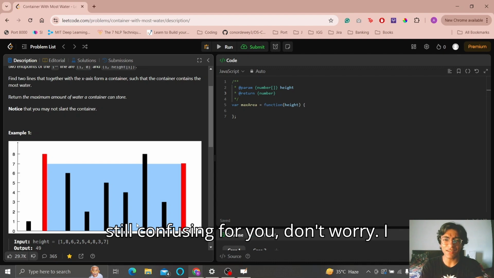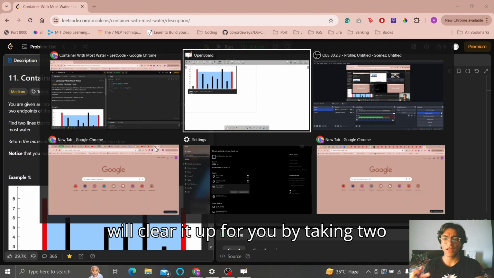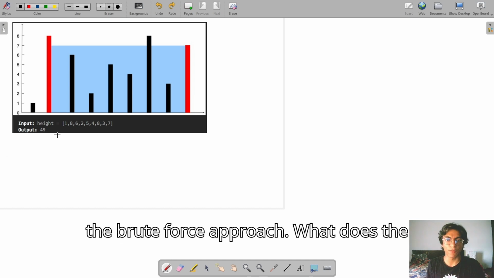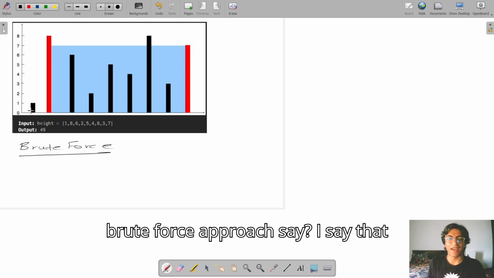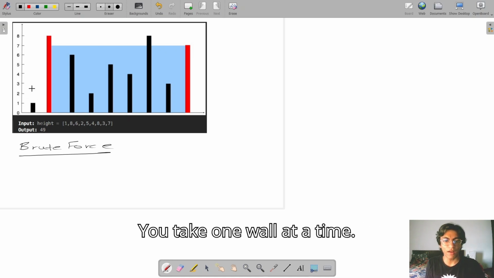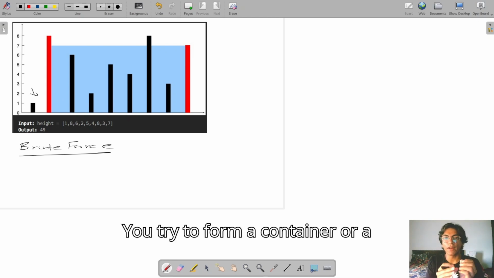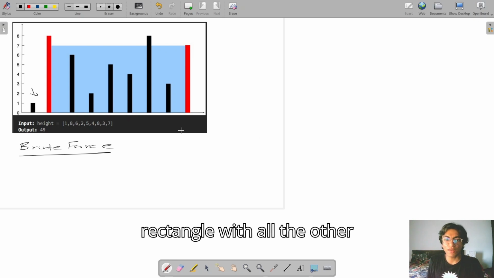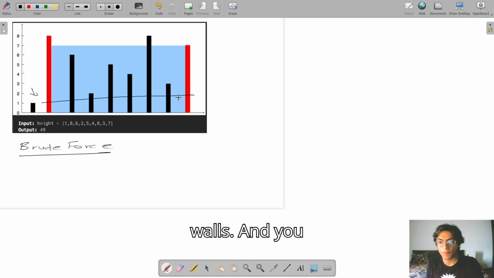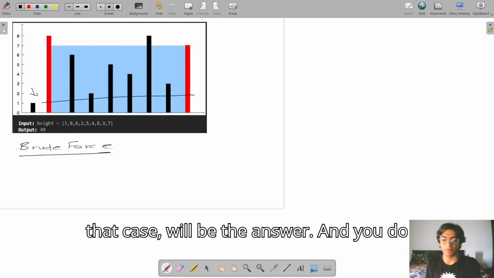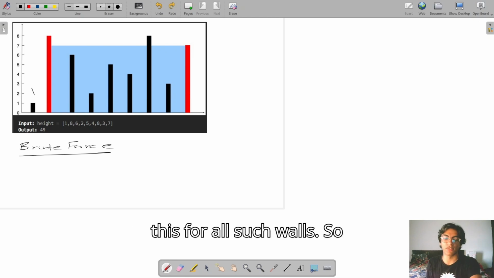And if that's still confusing for you, don't worry. I will clear it up for you by taking two approaches. The first of which will be the brute force approach. What does the brute force approach say? It says that you take one wall at a time, you try to form a container or a rectangle with all the other walls, and you see whichever is the maximum area in that case will be the answer. And you do this for all such walls.